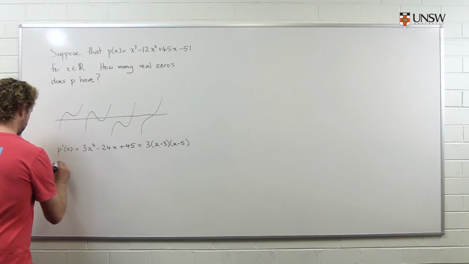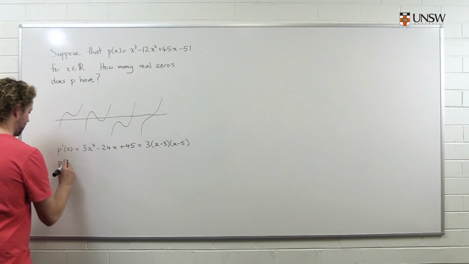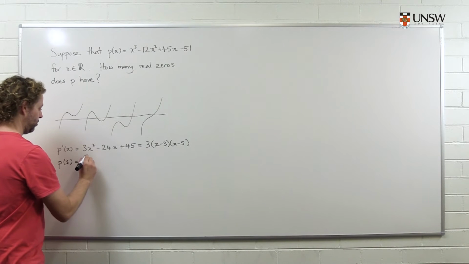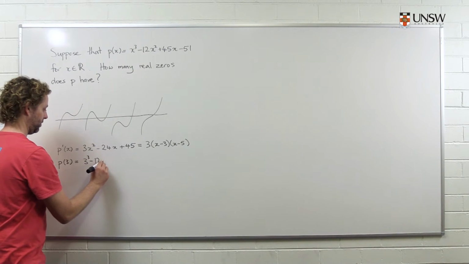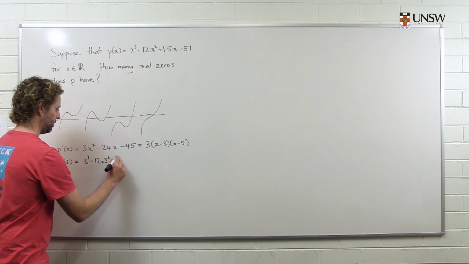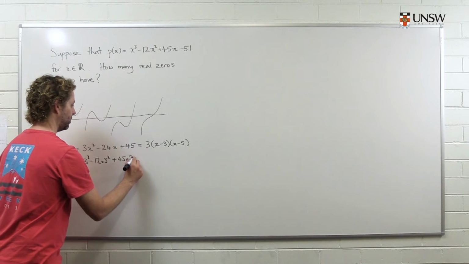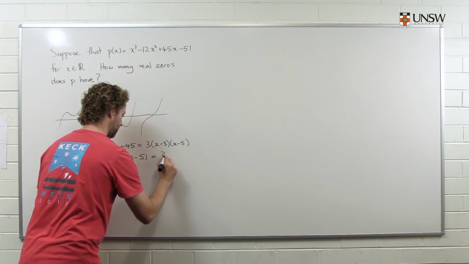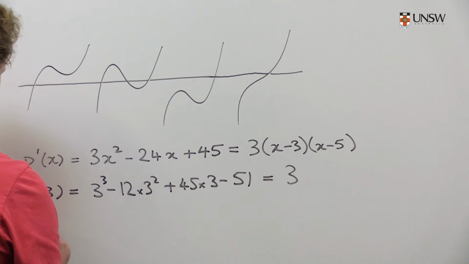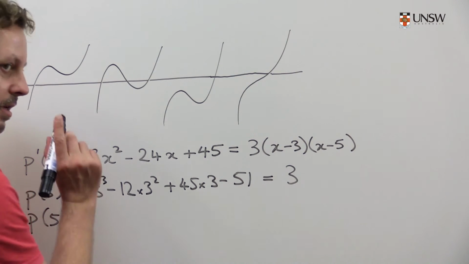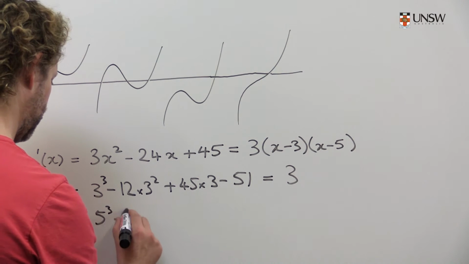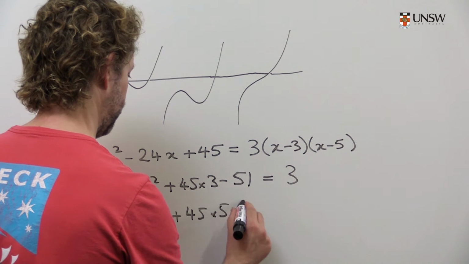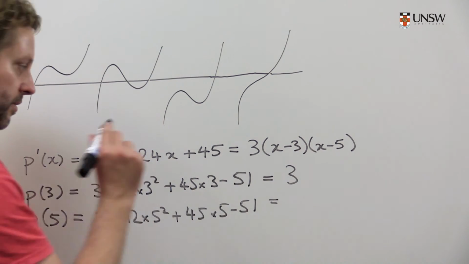So p of 3 is just substituting 3 into this, so it's 3 cubed minus 12 times 3 squared plus 45 times 3 minus 51, and that is 3, just happens to be also 3. And p of 5 at the other stationary point is 5 cubed minus 12 times 5 squared plus 45 times 5 minus 51, and if you work all that out you find that's minus 1.